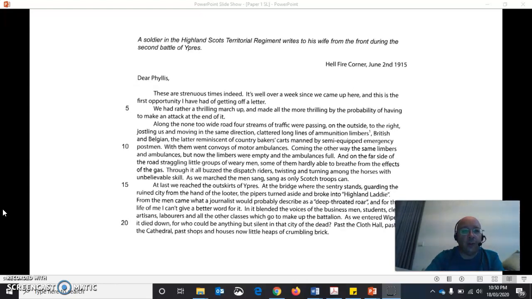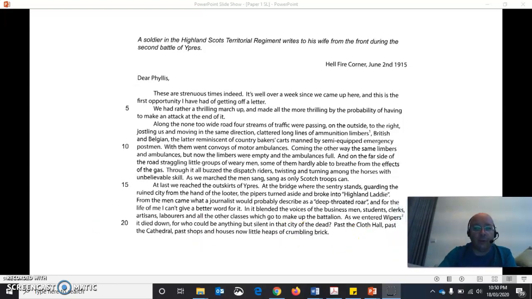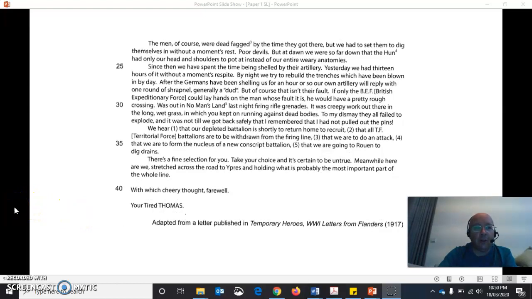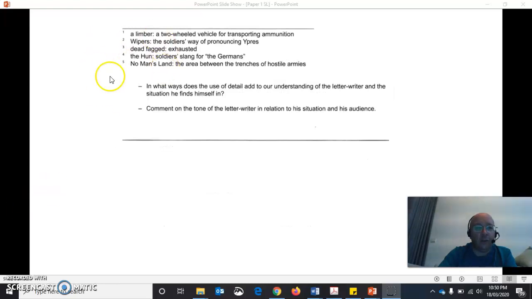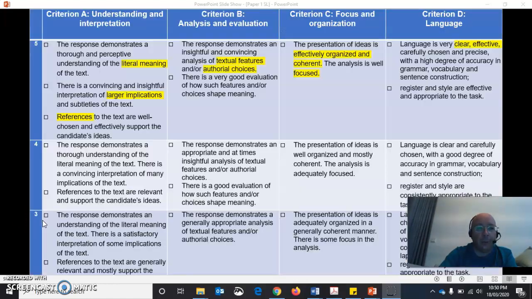So to kick off with then, this is the text we're going to be looking at. If you want to pause for a moment, you can read through this and I'll carry on. It's the second page. And then it finishes with some explanations, some footnotes, and a couple of questions for standard level, some guiding questions that often give you a bit of a clue.